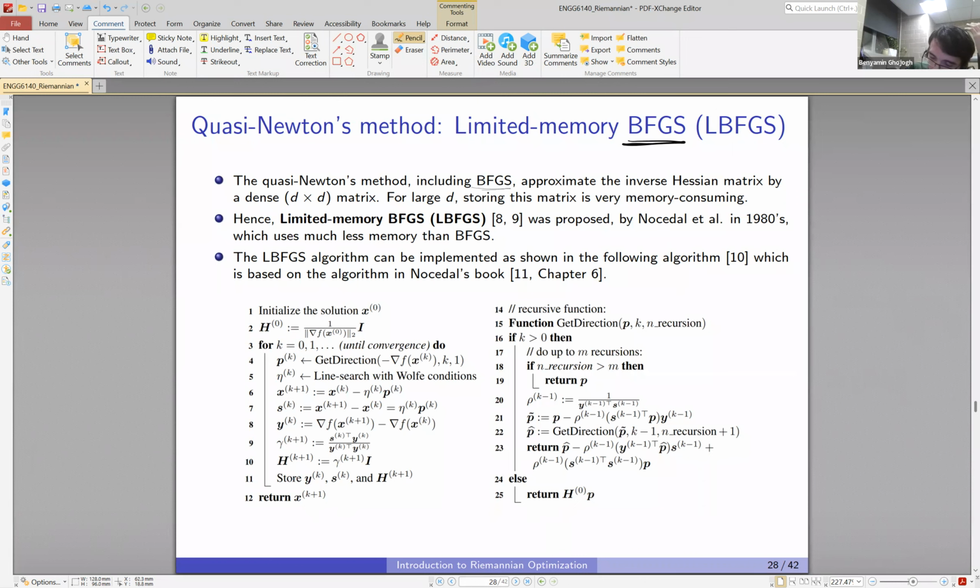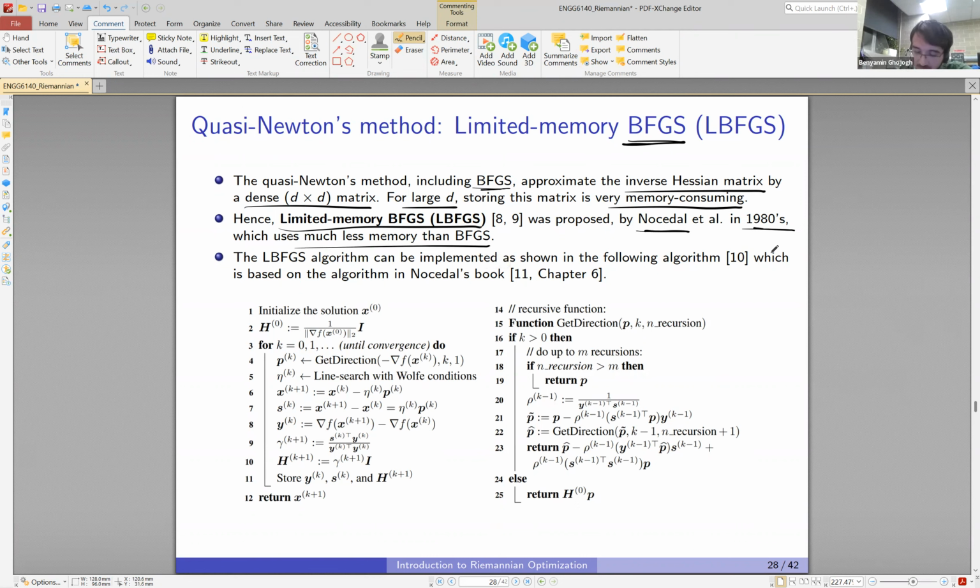Quasi-Newton's methods, including BFGS, approximate the inverse Hessian matrix by a dense D by D matrix. For large D, storing this matrix is very memory consuming. So in the 1980s, limited-memory BFGS, or LBFGS, was proposed by Nocedal et al., which uses much less memory than BFGS, because at that time computers were developing and memory was very important.